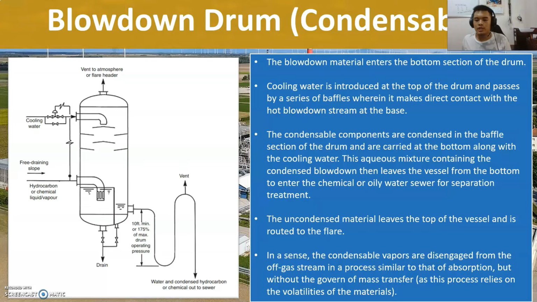The condensable components are condensed in the baffle section of the drum and are carried at the bottom along with the cooling water. This aqueous mixture containing the condensed blowdown then leaves the vessel from the bottom to enter the chemical or oily water sewer for separation treatment. The oily water stream being discussed here is at the bottommost part of the figure. The uncondensed material leaves the top of the vessel and is routed to the flare. In a sense, the condensable vapors are disengaged from the off-gas stream in a process similar to that of absorption, but without the governing of mass transfer, as this process relies on the volatilities of the materials.